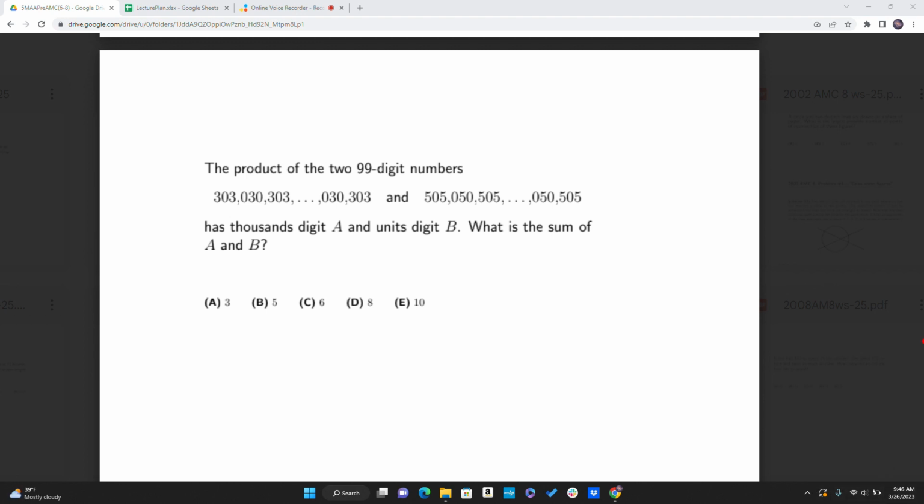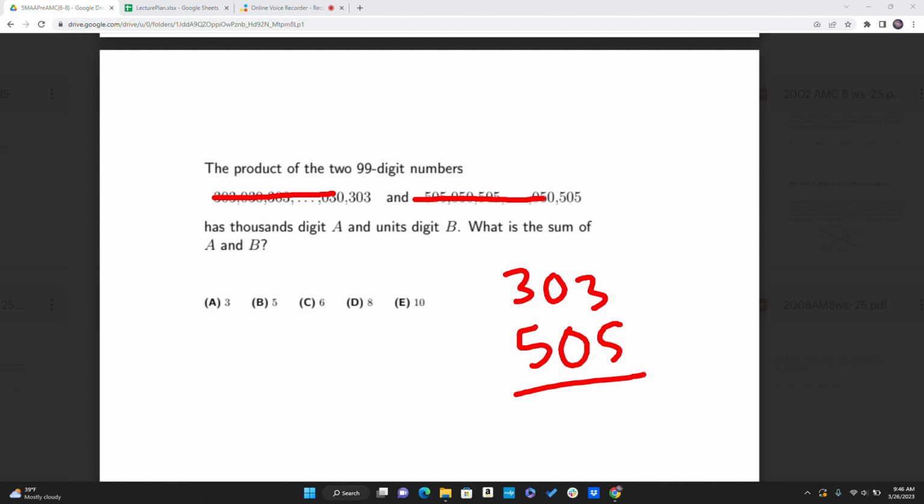All right, we've got the product of two 99-digit numbers. It has a thousands digit A and units digit B. We want the sum of A and B. Well, if we're only worried about the thousands digit and the units digit, we only need to look at the first 4 digits, right? The first 4 digits give us the units to the thousands. So we've got 303 and 505. And that'll give us our ones place and our thousands place.